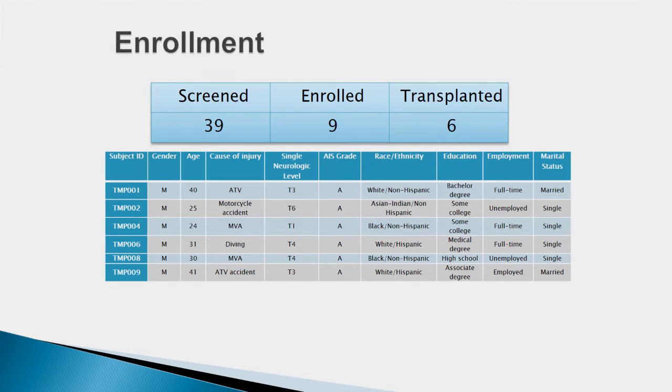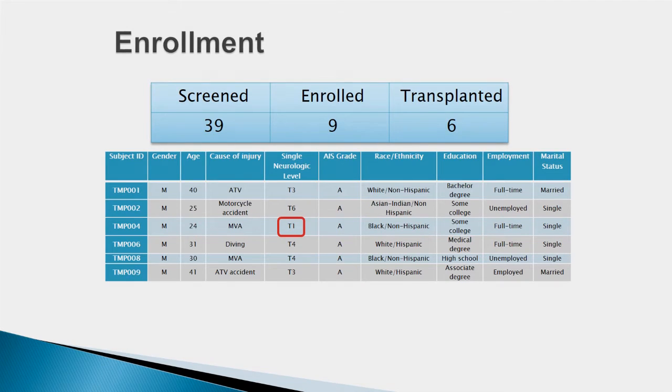So this table here shows demographic information from the 6 individuals that were transplanted. You can see that they were all men, and they had injuries from either motor vehicle, ATV, or motorcycle accidents, with one exception of a diving. And here you can see their single neurologic level of injury.